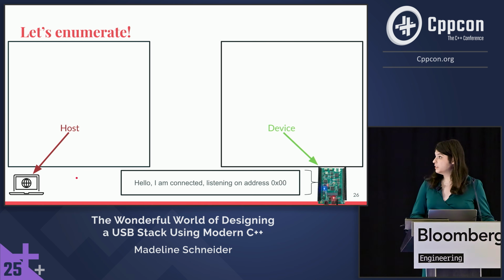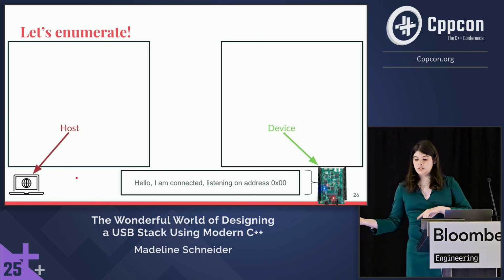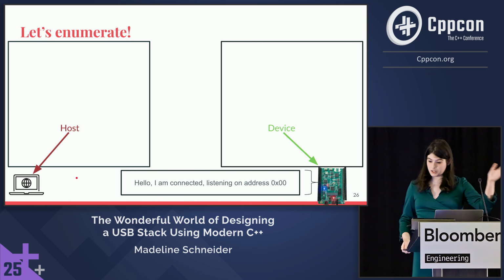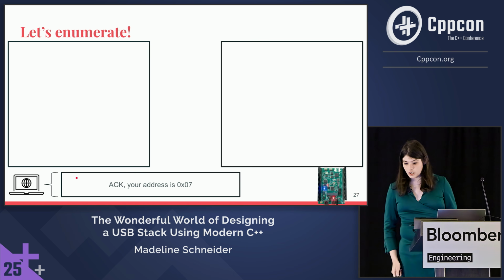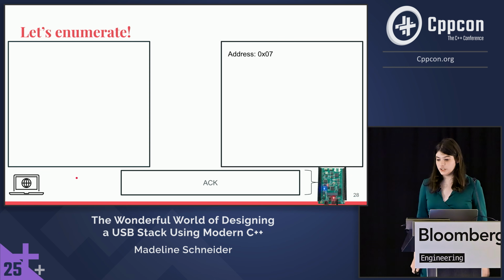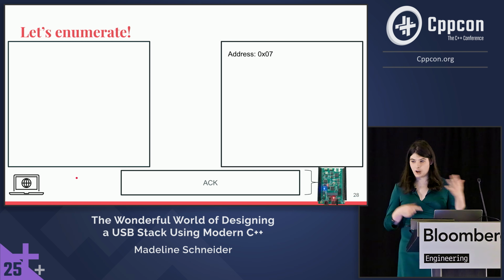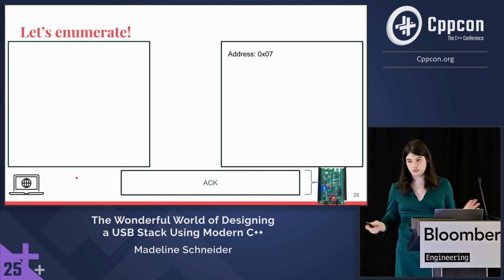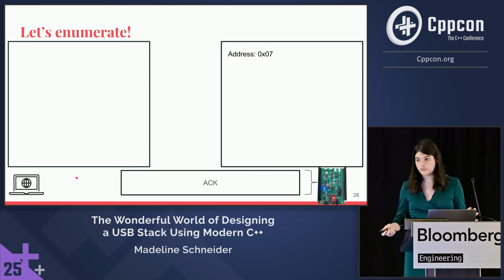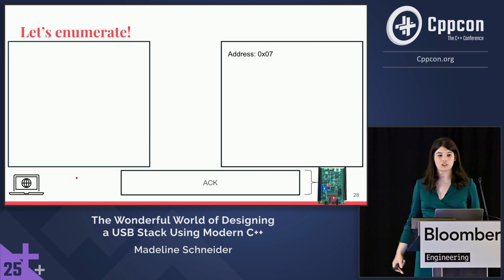So when you plug in the device to the host, it will start listening on address 0. This is the default address, and it says, hello, I'm connected, I'm listening on address 0. The host will acknowledge this and assign it an address. The device will acknowledge. Oh, and by the way, most of these are multiple transfers. For simplification reasons, I'm not going to show every single transaction per transfer because we'd be here forever if I did that. So this is the simplified magic picture version.